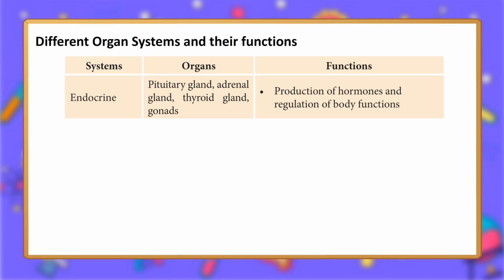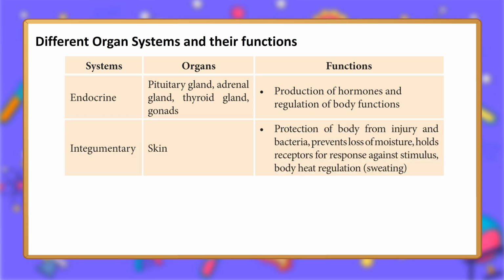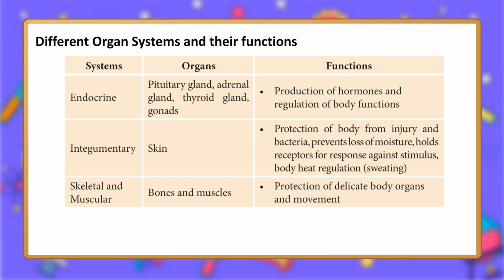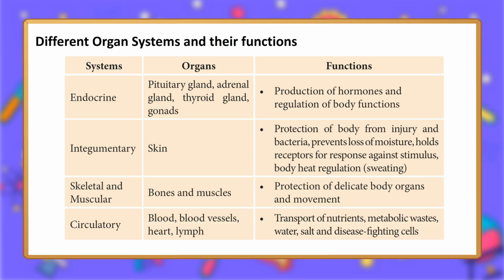Endocrine: pituitary gland, adrenal gland, thyroid gland, gonads. Production of hormones and regulation of body functions. Integumentary: skin. Protection of body from injury and bacteria, prevents loss of moisture, holds receptors for response against stimulus, body heat regulation, sweating. Skeletal and muscular: bones and muscles. Protection of delicate body organs and movement.